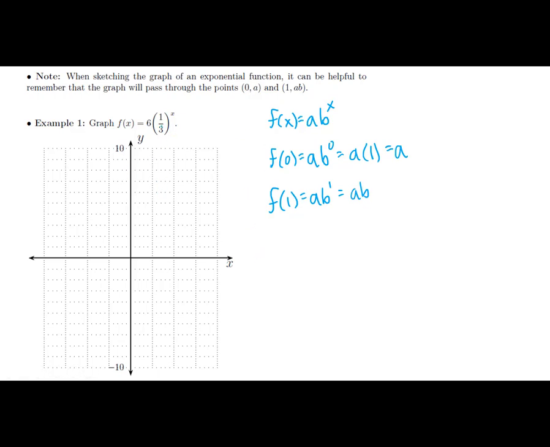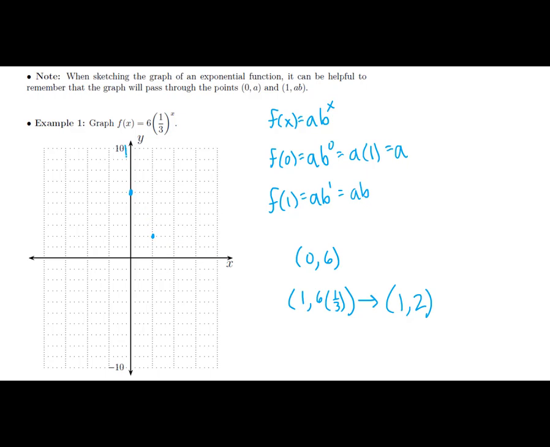So a good way to get this graph going here would be just to say that I know that I can graph the point (0, 6), and I can graph the point (1, 6 times a third), but that's just the point (1, 2). So I'll go ahead and put in (0, 6) and then (1, 2). And I'll remember from what we learned on the previous page that when this b is between 0 and 1, that's when we get exponential decay. And I should be approaching y equals 0.